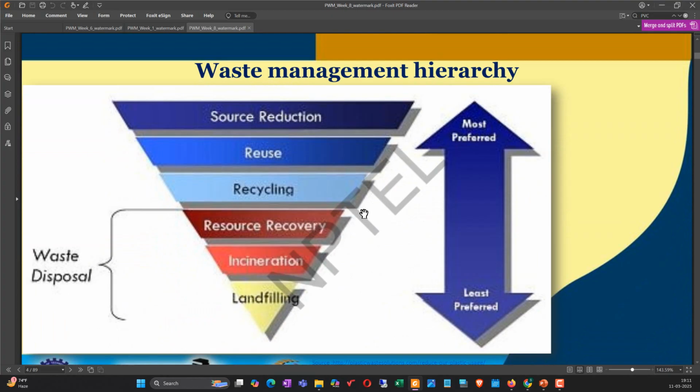So this waste management hierarchy shows what is the most preferred and what is the least preferred. If you see, landfilling is the least preferred option, and it is the last option if you could not do anything economical or preferential, like for example, mostly with thermosets this problem arises, right? So source reduction, reuse, recycling, resource recovery, incineration, and then landfilling. So these are waste disposal methods: resource recovery, incineration, and landfilling, right?